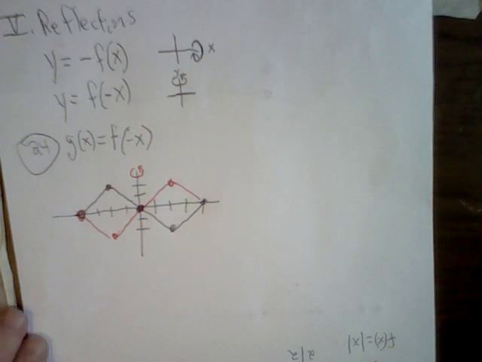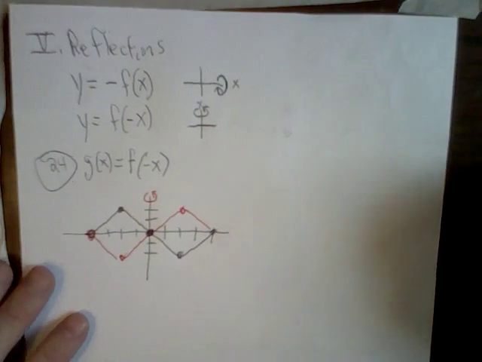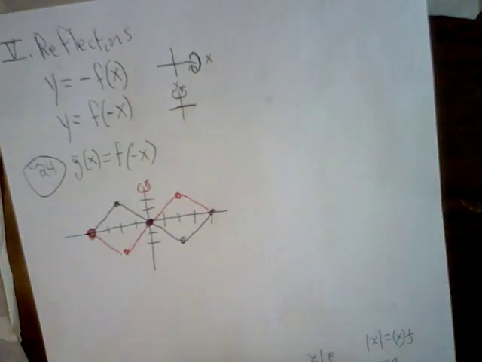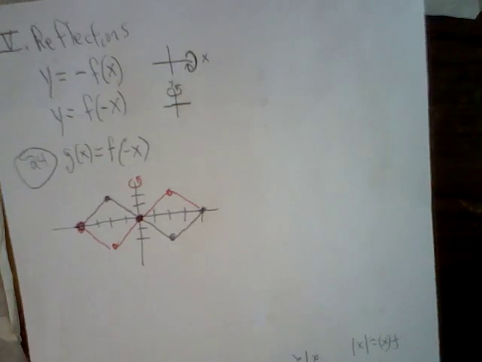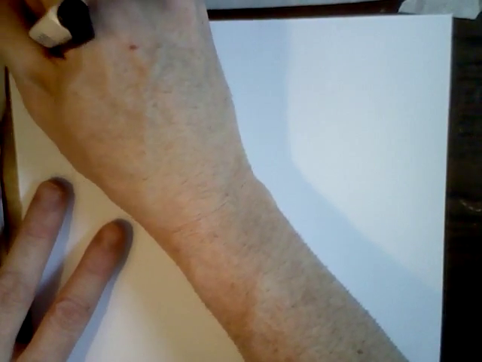Okay. Let's look at the next kind, the last kind, I believe, the vertical stretch and shrink. These guys will smush it or stretch it out in the vertical or the horizontal direction. So we want to look at the two different versions. The first version of the stretch shrink is the vertical.